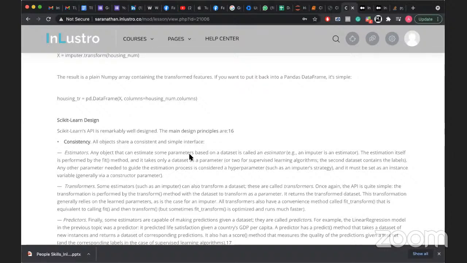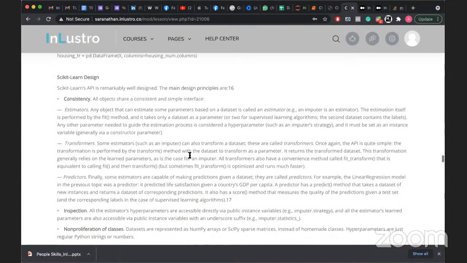generally via the constructor. Then we have the transformers. Some estimators can also transform a data set. Imputer can also transform the data set. The API is again very simple. Transformation is performed by the transform method with the data set to transform as a parameter. It returns the transformed data set, and this transformation generally relies on the learned parameters, as is the case for an imputer. All transformers also have a convenience method called fit_transform that's equivalent to calling fit and then transform. The third one is the predictor.